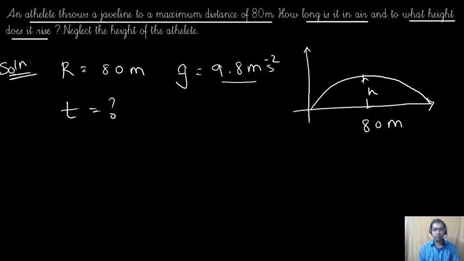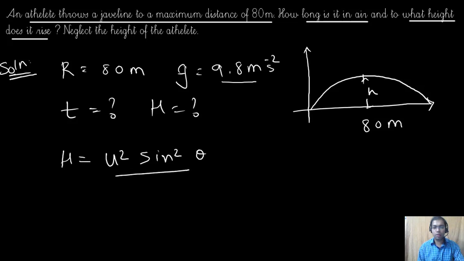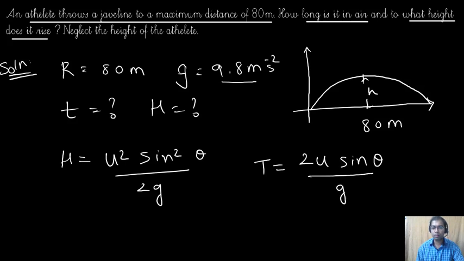So the total time we need to calculate, also the height. Let us go ahead and see how we can solve this. Now if we have to calculate the total height or the time, we know that the sine of the angle comes into the picture. So h, I can take it as u square sine square theta by 2g, and the total time of flight is given by 2u sine theta by g.